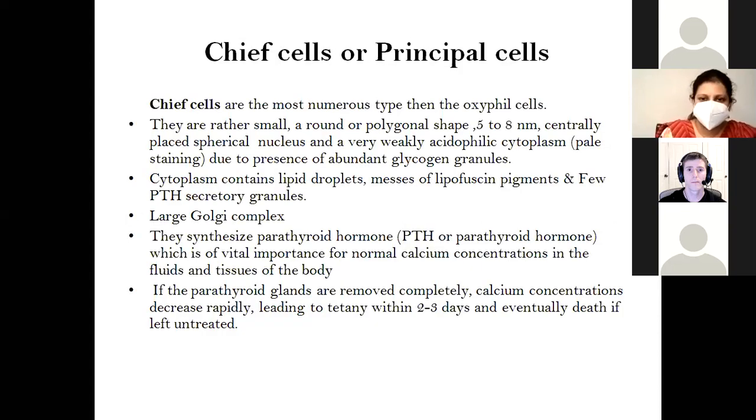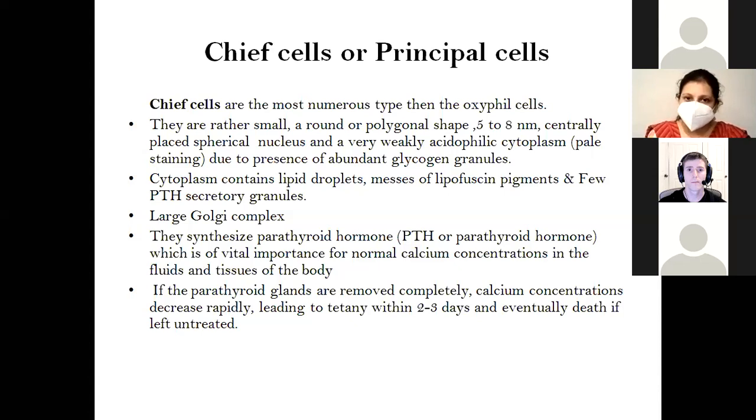Chief cells, which are the basic cells of the parathyroid gland, are also known as principal cells. They are the numerous variety, present in large quantities in the gland, and they are small, round, or polygonal in shape, around 5 to 8 micrometers. Apart from that, the cytoplasm of these cells contains lipid droplets, lipofuscin pigments, and few PTH secretory granules, parathyroid hormone secretory granules. A large Golgi complex will be seen in these types of cells, and they synthesize parathyroid hormone, which is of vital importance for normal calcium concentrations in the fluids and tissues of the body.